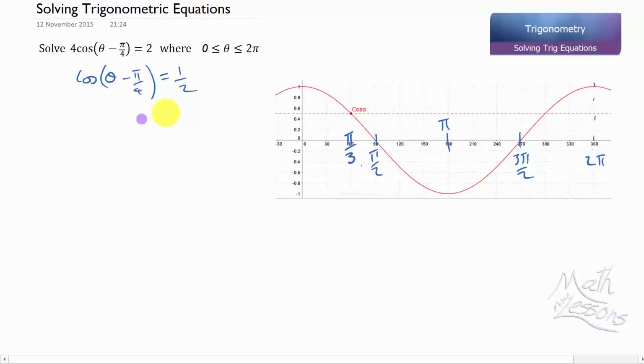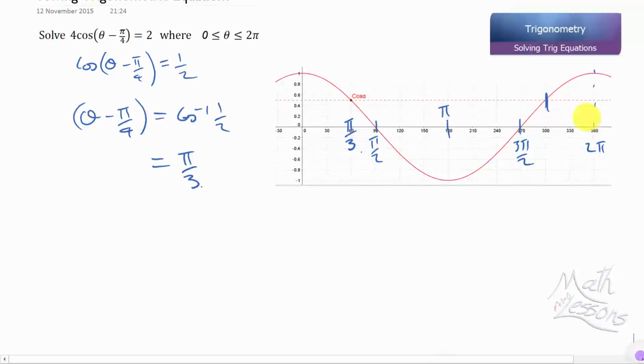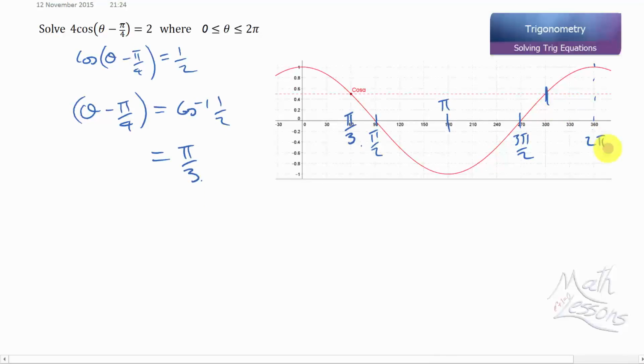So we're going to do inverse cos of a half. So theta minus pi by 4 equals cos minus 1 of a half. And we get our first answer as pi by 3. Our next answer, okay, we're going to take pi over 3 away from 2 pi. That's going to give you, well, 2 pi is 6 lots of pi by 3. Take 1 pi by 3 away, will give you 5 lots of pi by 3. It does help to be good at fractions when doing these questions.